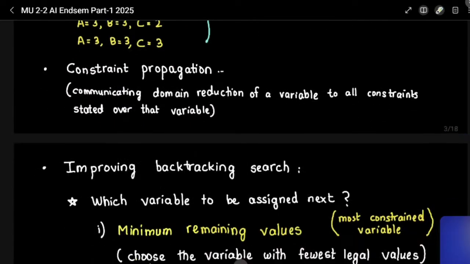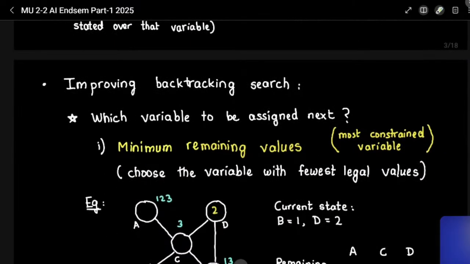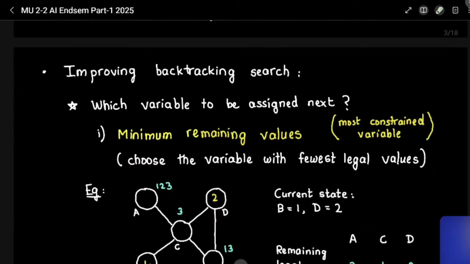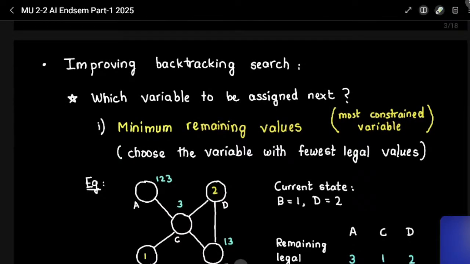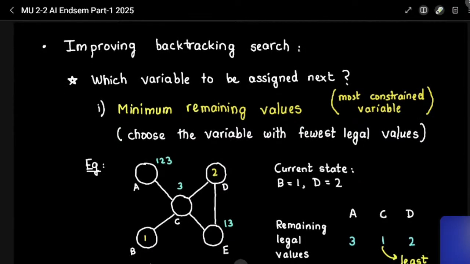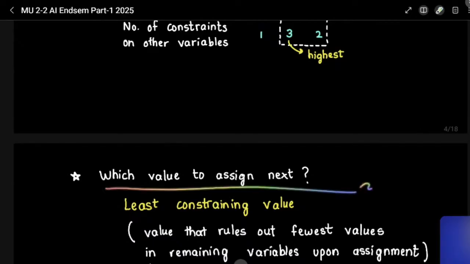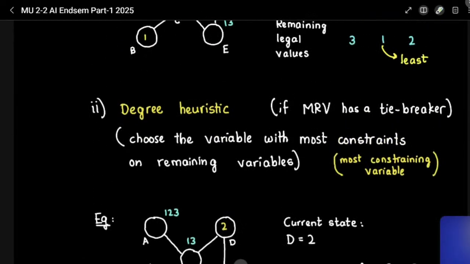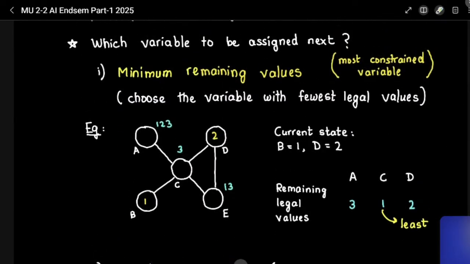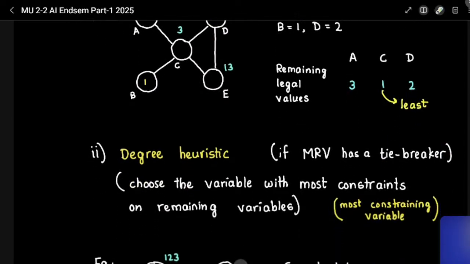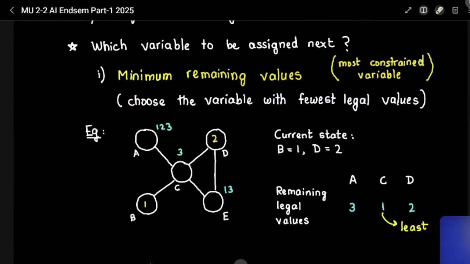But there are some methods that could possibly improve backtracking, and those methods will dictate which variable you're supposed to choose, which value you're supposed to assign to those variables. So we look at those methods now. How do you improve backtracking? So there are two questions: which variable to choose, and once you've taken a variable, which value are you supposed to assign? So first we'll answer which variable to choose. There are two rules within this for which variable to be assigned next. One is minimum remaining values, the other is degree heuristic. If you look at the example, it would be much clearer.